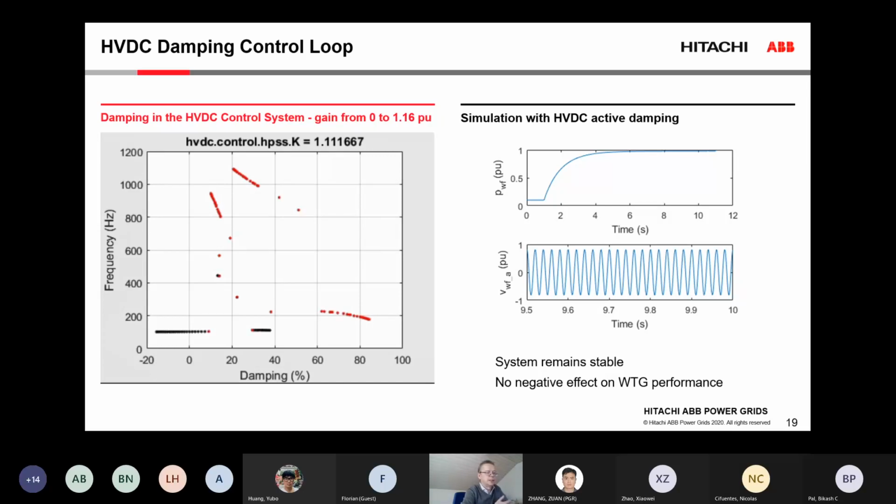And this is much better than just decreasing the current control gain of the wind turbines for two reasons. One is that you can then maintain the performance you expect from the wind turbines, but also, comparing the modal analysis, we see that the other resonance modes barely move when we add the damping in the HVDC.